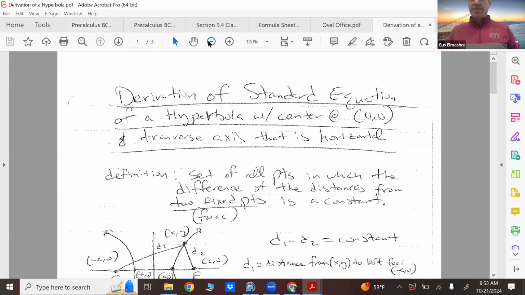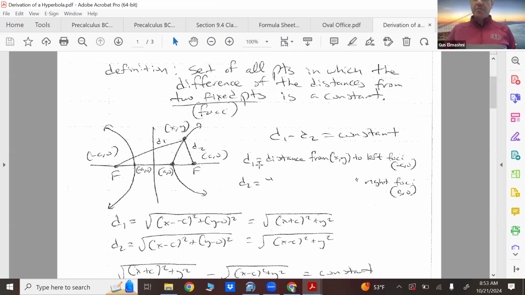So it's just as lengthy as the ellipse one. But let me explain what a hyperbola is first, and then I'll kind of just gloss over the rest of the derivation because it's very similar to the ellipse part. So instead of the sum of the distances being a constant, it is the difference of the distances.